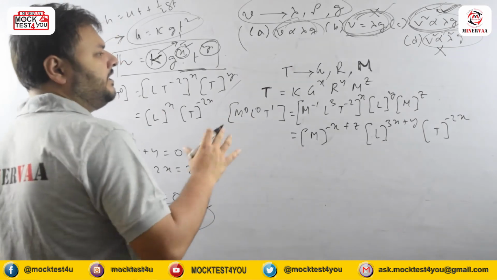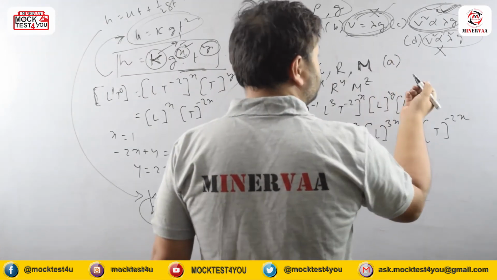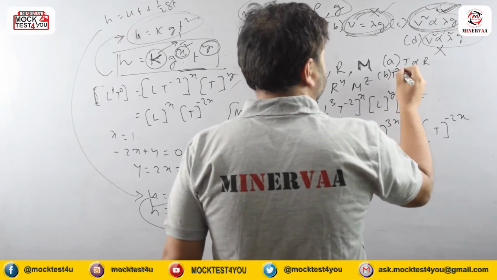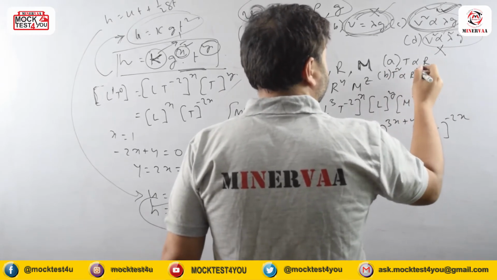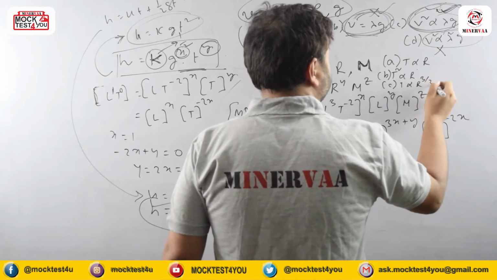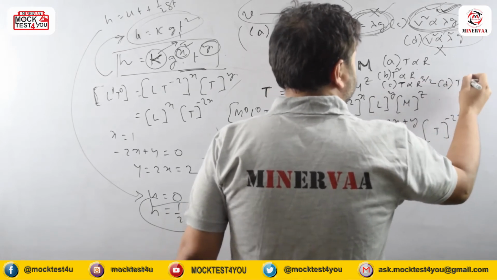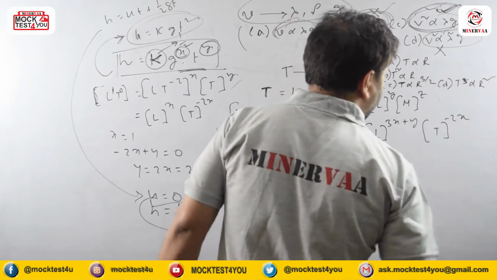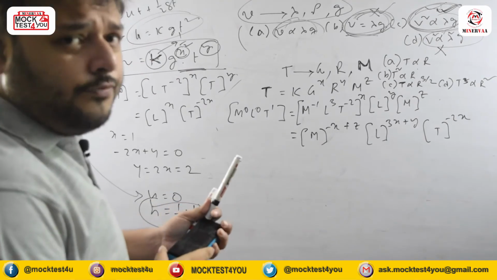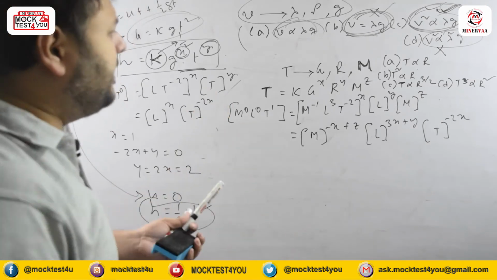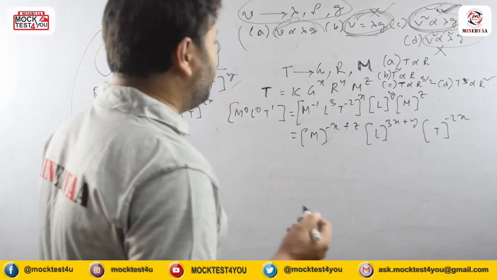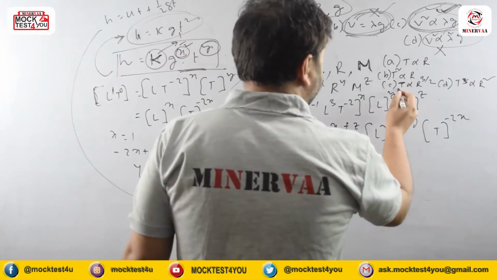So from this kind of relation, there can be four options, of which one is correct: option A, T proportional to R; option B, T square varies as R; option C, T proportional to R to the power 3 by 2; and option D, T cube proportional to R square. So these are the four options they can ask you. Ultimately we need to form the relation of the whole thing, but as per the question, I need to search for a relation between T and R.